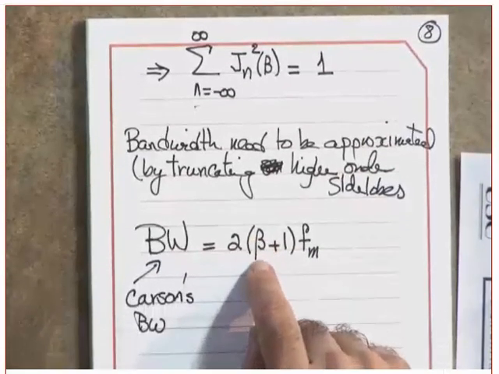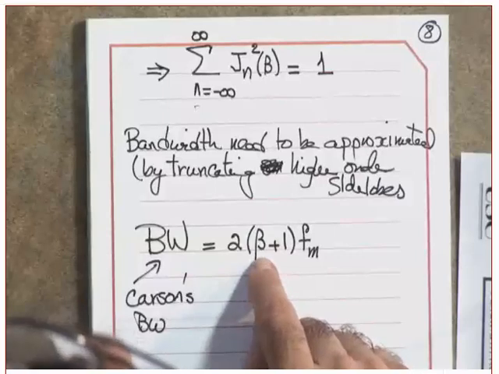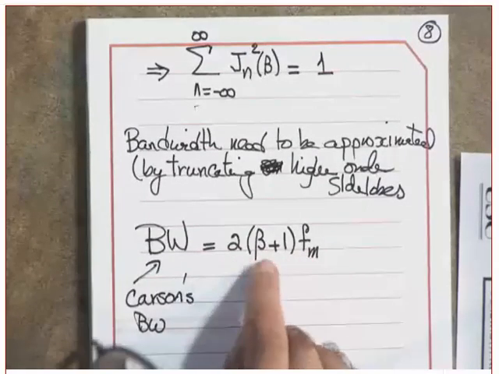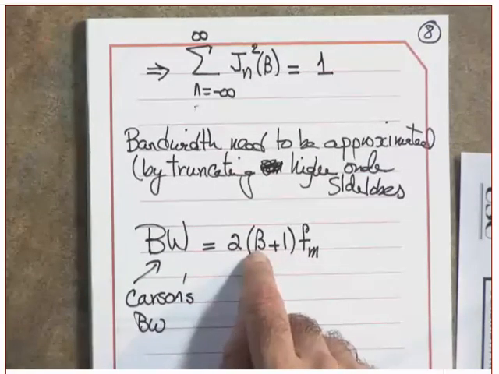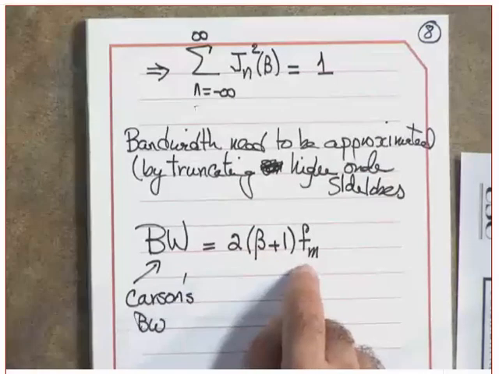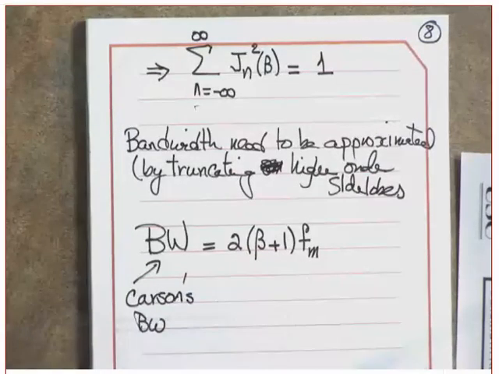By the way, if beta equal to zero, what is the bandwidth? Or let's put it this way. If beta is small, what is the bandwidth? 2FM, which is the same as the bandwidth that was required if we use AM with what?